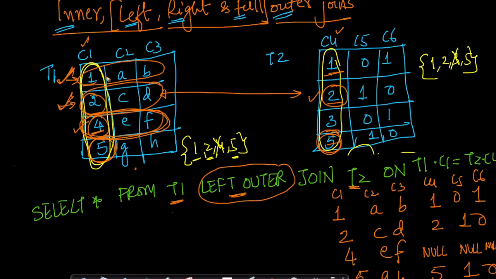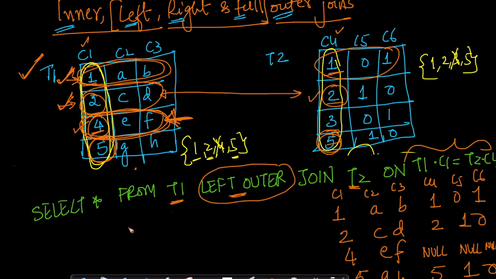If you look at the difference between inner join and left outer join, in the left outer join we took the left side of the table and went through each of the rows. If the row has a matching row based on this condition, we are combining it. If it does not have a matching row, like this row, we are just filling null values.